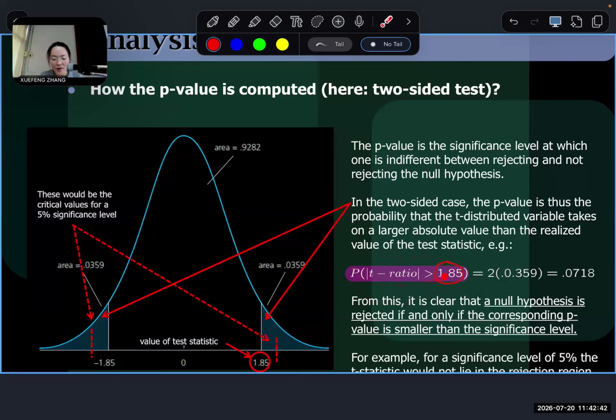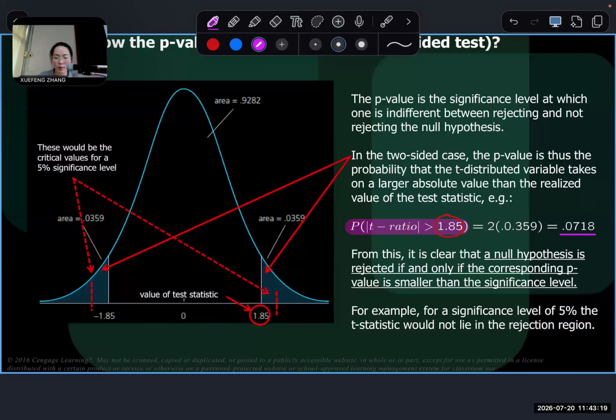Let's find the area of probability which is greater than 1.85. This is the area beyond 1.85, okay, on the right, plus on the left. And this area is 0.035, because we have two sides, right? That's why we multiply this by 2, which is 0.0718. So our p-value is 0.0718, about 7.2%.